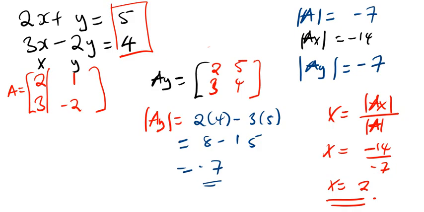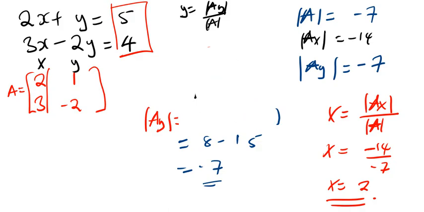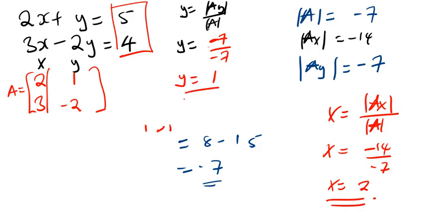Okay? Now let's find y. To find y, we'll say the determinant of AY divided by the determinant of A. Because I don't have enough space this side, I'm going to get rid of this and go back to this. y will be equal to, what is AY? AY is negative 7. What is A? The determinant of A is also negative 7. Therefore the value of y is 1. Okay, so that's how I can use Cramer's rule to solve the simultaneous equations.